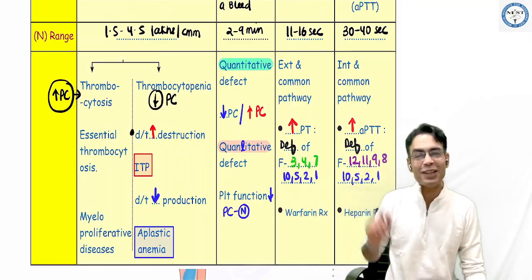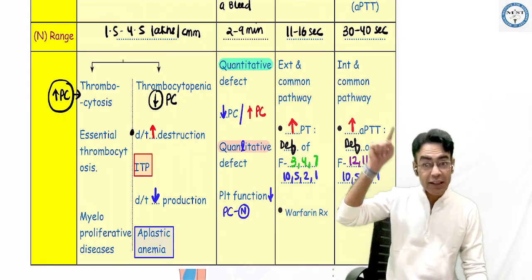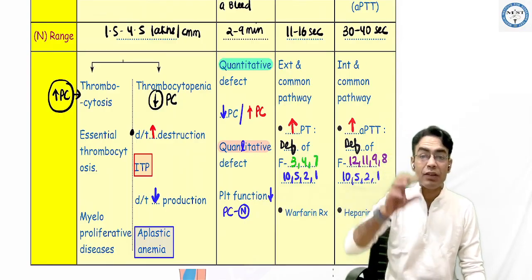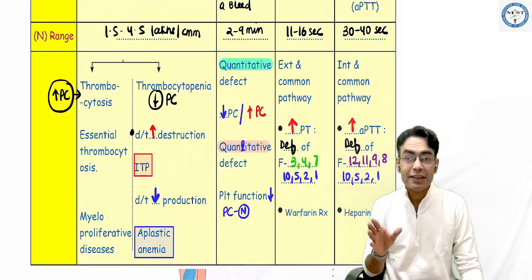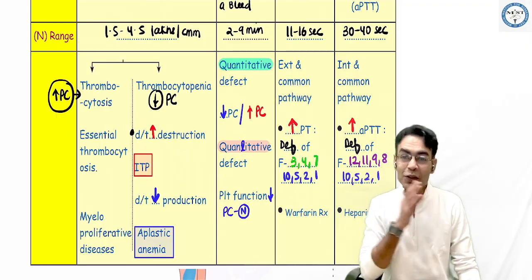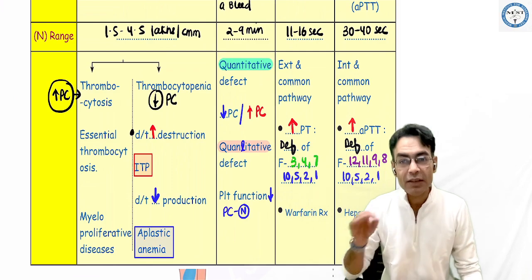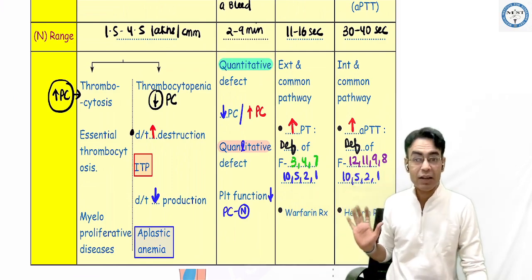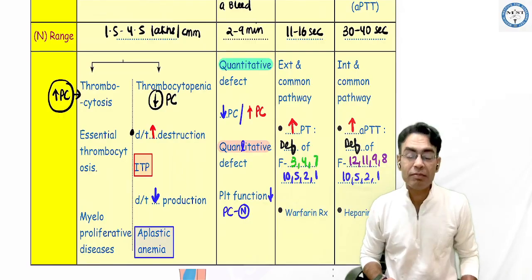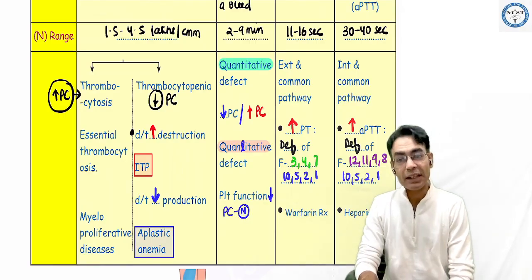Or if a patient is on warfarin and APTT is increasing, that means there is a deficiency in any coagulation factor involved in intrinsic and common. And that is 12, 11, 9, 8, 10, 5, 2, 1. And for heparin treatment, if heparin is given to the patient, it will affect the APTT, increasing it.